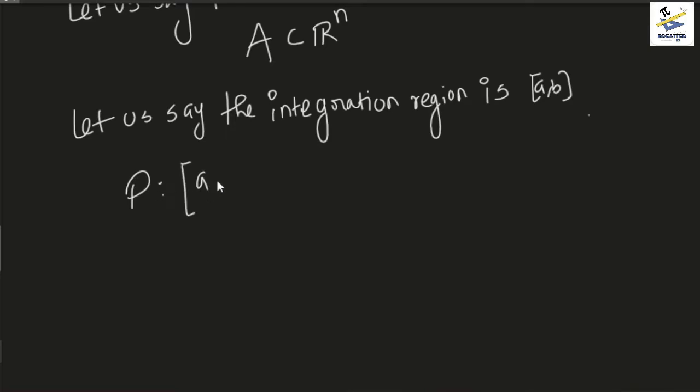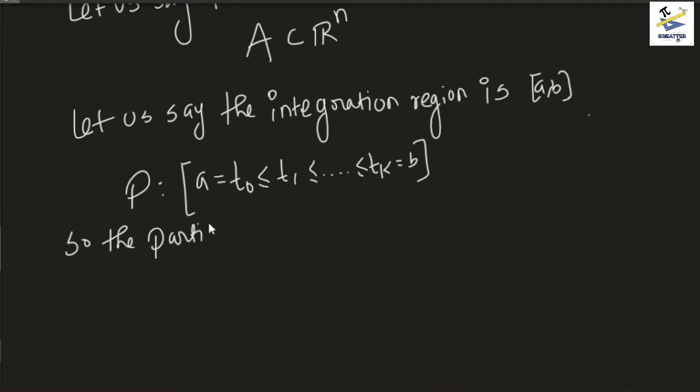We're going to say a is the first point, which we name as t naught. Then we have t1, and all the way up to tk, where tk is the last point, which is b. So how many subdivisions are there? The partitions are all disjoint, and their union gives you the actual set which has been partitioned. That is why it satisfies the definition.